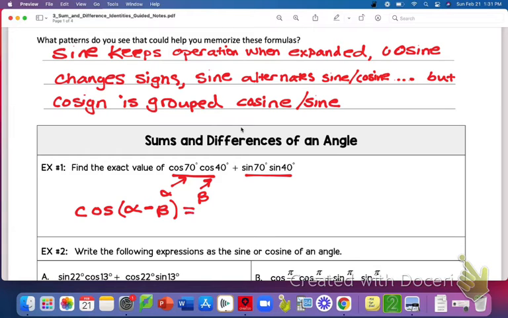So this really is the same as your cosine of 70 minus 40, which would be the same as the cosine of 30 degrees. And if we use our unit circle, our cosine, which remember is our x at 30 degrees, is root 3 over 2.